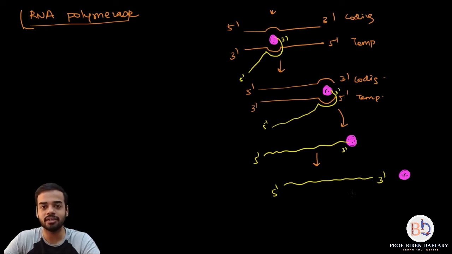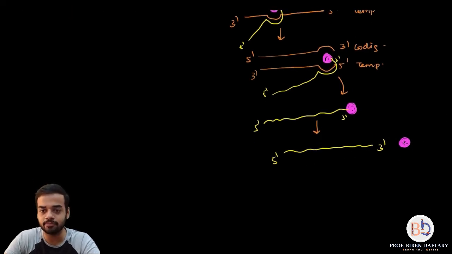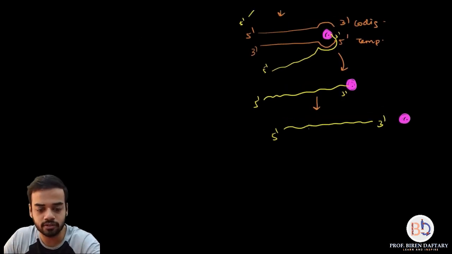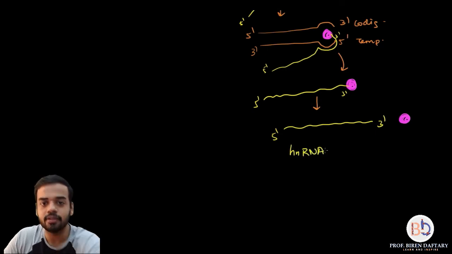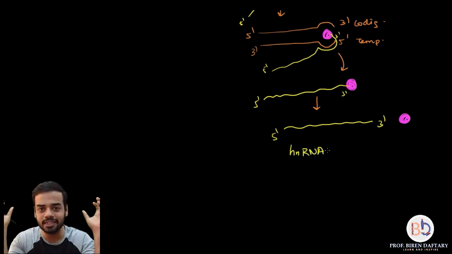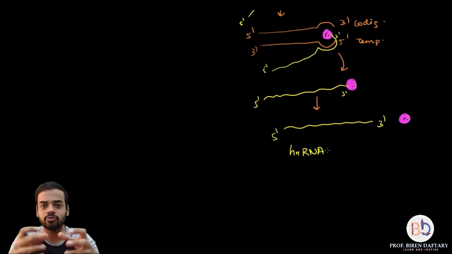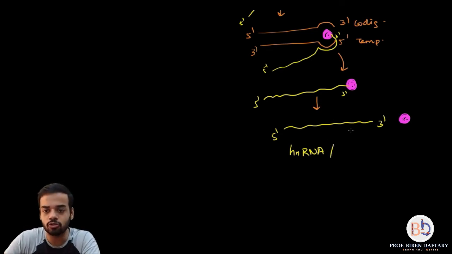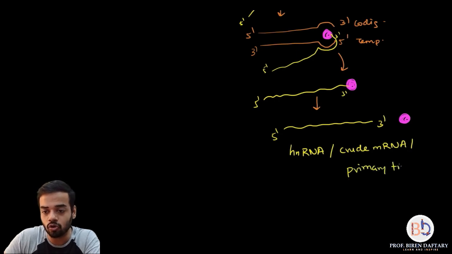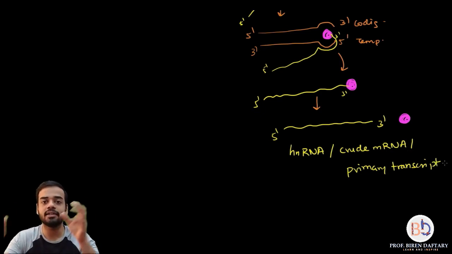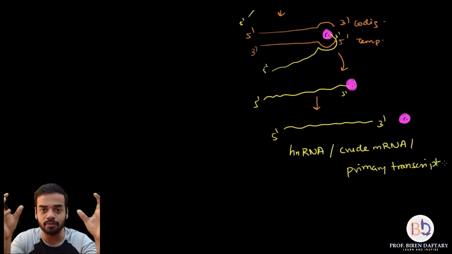Now this mRNA which is formed, it is given various names. So one of the names given to this is, it is also called as heterogeneous RNA. Heterogeneous means that it is having many different things in it, that is why it is heterogeneous. Or it is also called as crude mRNA because it is having many impurities. Or it is also called as a primary transcript. So all these words mean the same thing. Okay, that is, it is a newly formed mRNA.